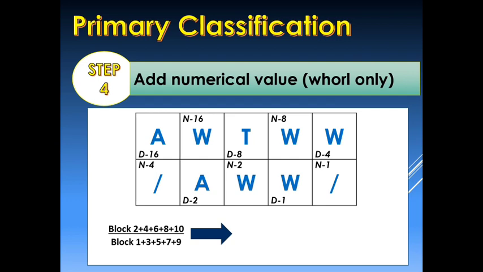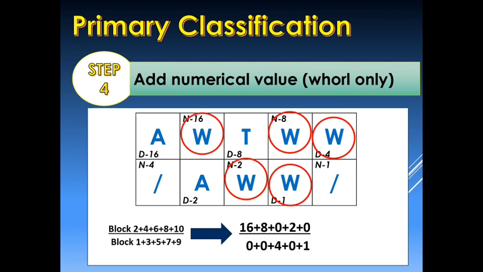So what are we going to do? First, we are going to identify the whorl patterns, and then place the numerical values for each block. If you observe, we have here block 2. This is our block 2. Since this is a whorl pattern, we are going to place the numerical value of 16 here.